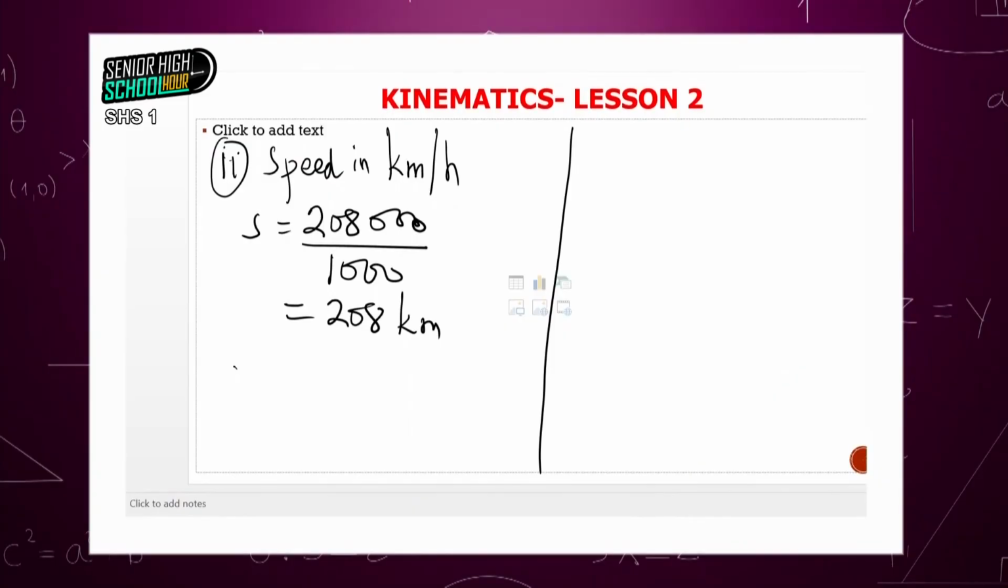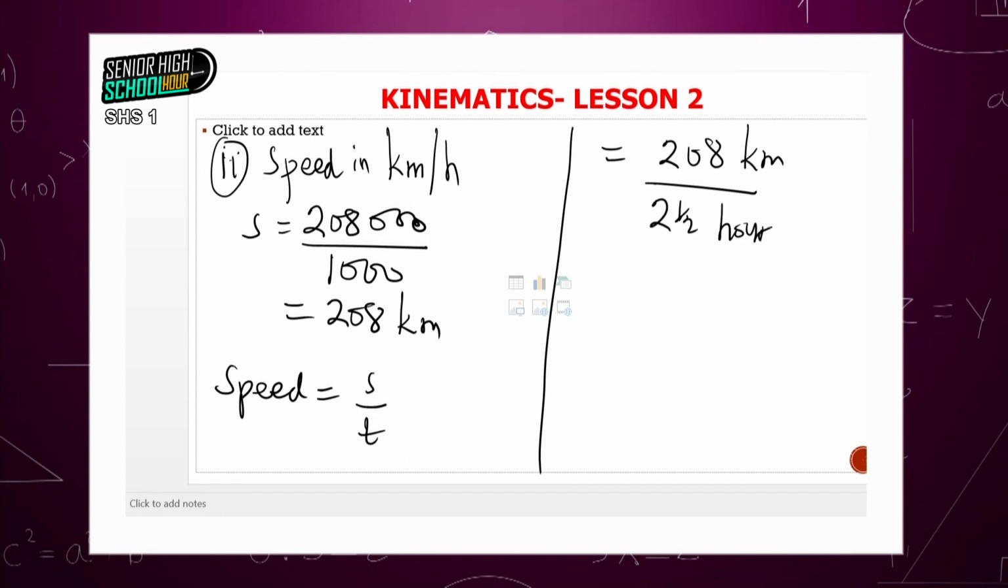Good. So now we have our speed to be equal to still the distance over the time. The distance will be 208 kilometers, and the time is 2.5 hours. And that gives us 83.2 kilometers per hour. I believe you've been able to try this one too. You've been able to follow it, and you should be able to answer similar questions like this.